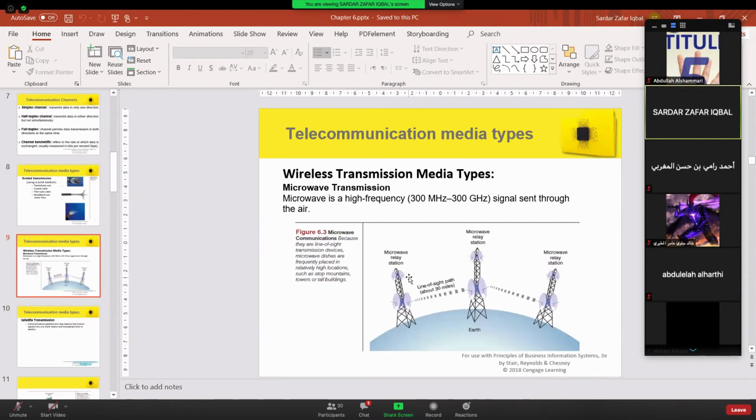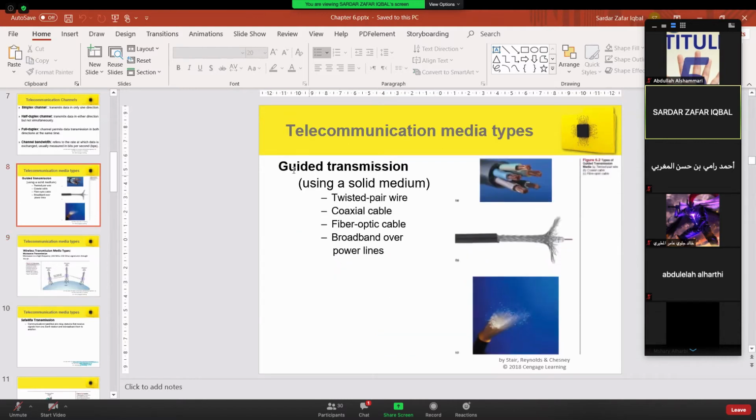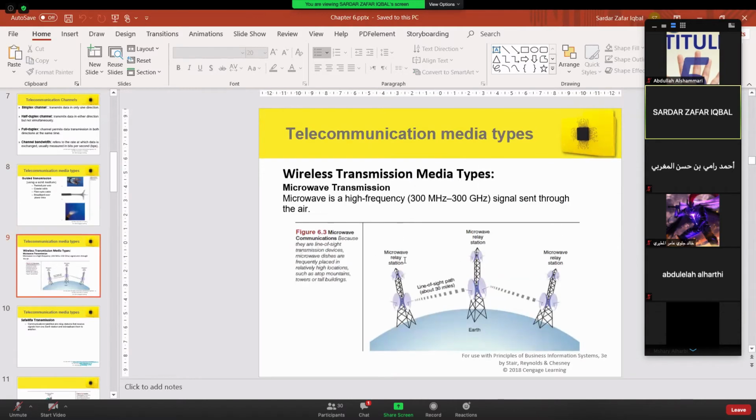Okay. And the other is wireless media transmission, which is also called unguided. We have different types here, like microwave, which is a high frequency wave. Its range is 300 megahertz to 300 gigahertz, and the signal is sent through the air. So we have these towers. This is one of the wireless connections. But can you see the problem in this? These towers have some problem.